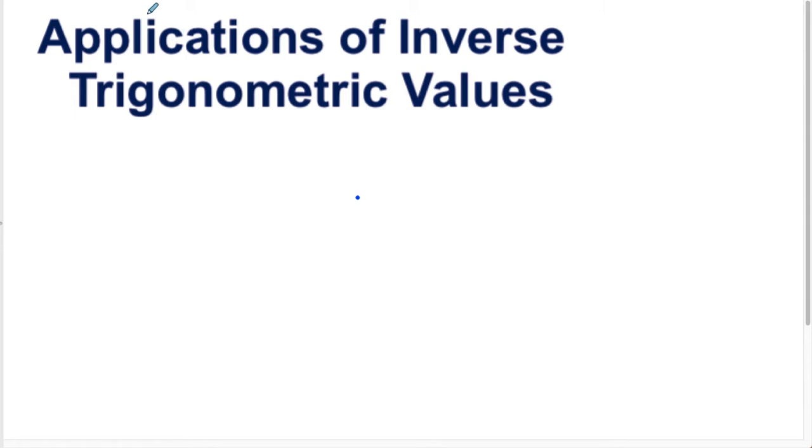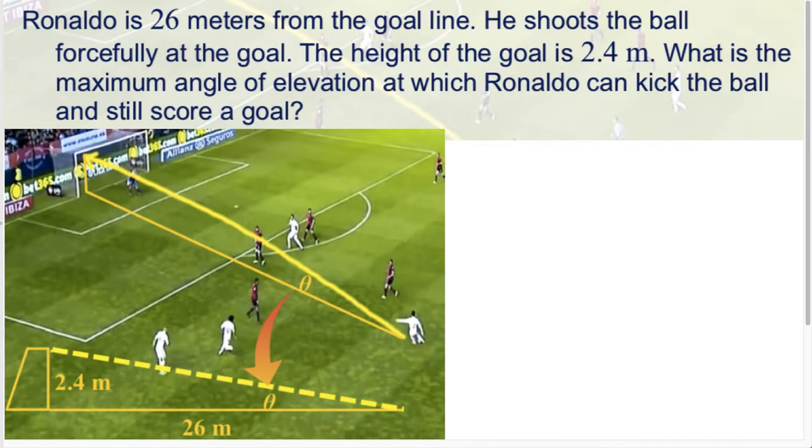Alright, so again, these are word problems that deal with inverse sine, inverse cosine, and inverse tangent. Let's begin. Let's say we are playing soccer, and Ronaldo is 26 meters from the goal line. So this is Ronaldo. He's 26 meters away from the goal line, so this would be 26 meters. And then he shoots the ball forcefully at a goal, and the height of the goal is 2.4 meters. So from here to here is 2.4, which actually creates a right triangle.